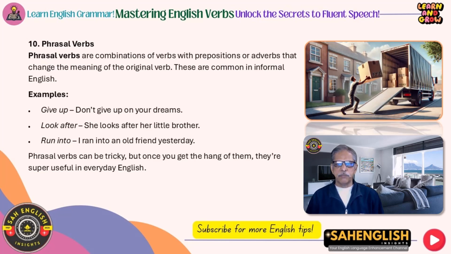10. Phrasal verbs. Phrasal verbs are combinations of verbs with prepositions or adverbs that change the meaning of the original verb. These are common in informal English. Examples: give up, don't give up on your dreams. Look after, she looks after her little brother. Run into, I ran into an old friend yesterday. Phrasal verbs can be tricky, but once you get the hang of them, they're super useful in everyday English.